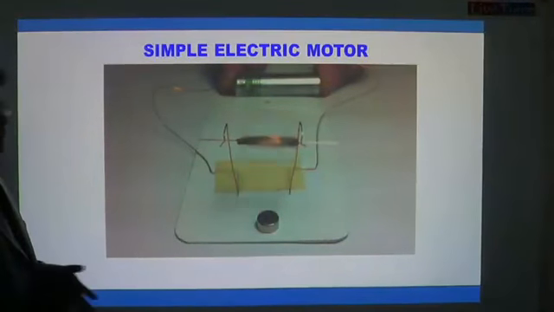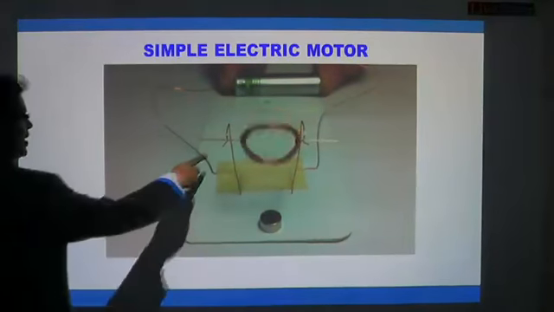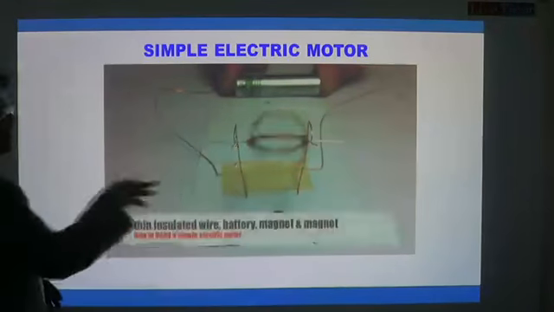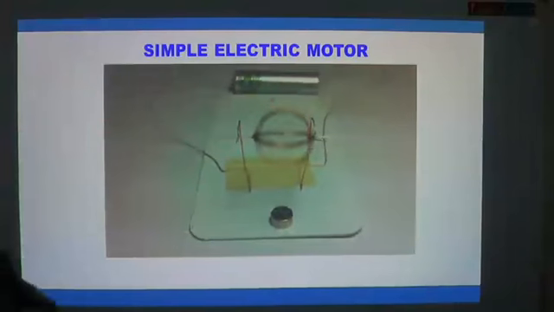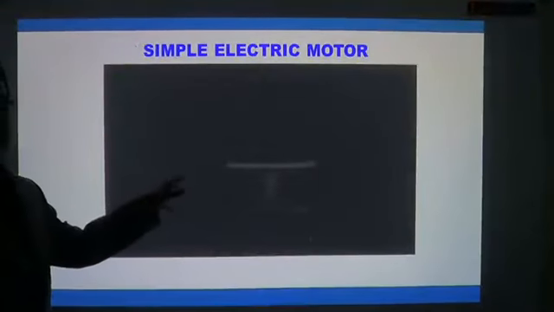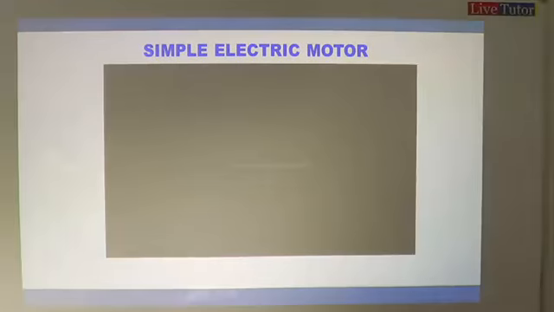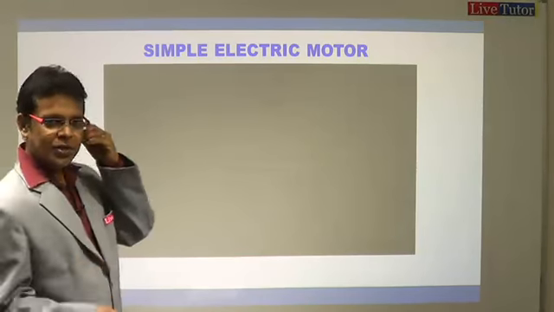Here there are no split rings and no carbon brushes, but this is used as a carbon brush. The split ring is not there because we are using only one magnet, so it is called unipolar, and it will keep on rotating. Once the magnetic field is cut, it will stop because it cannot experience the force. So this is one of the simplest motors which you can also try at home.